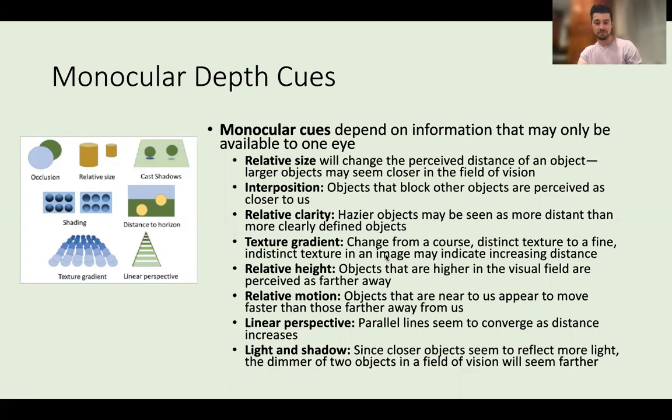And then we have light and shadow. Since closer objects seem to reflect more light, the dimmer of the two objects in a field of vision will seem farther. So that's a little bit different than the cast shadows one up here. This just means that if you have two objects and the lighting is different on them, the one that is brighter will appear to be closer than the dimmer of the two objects.